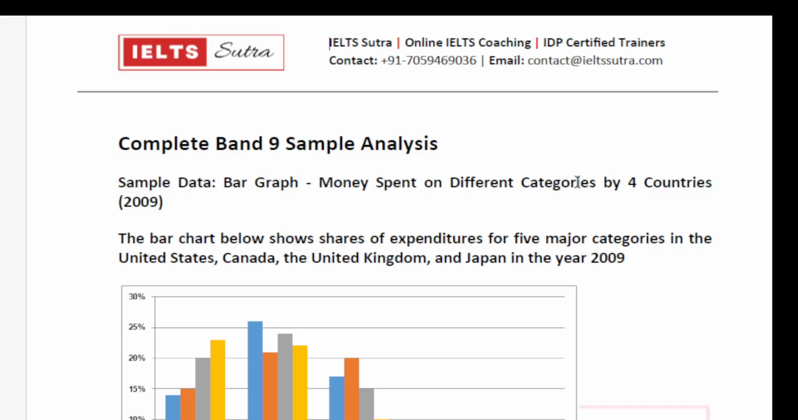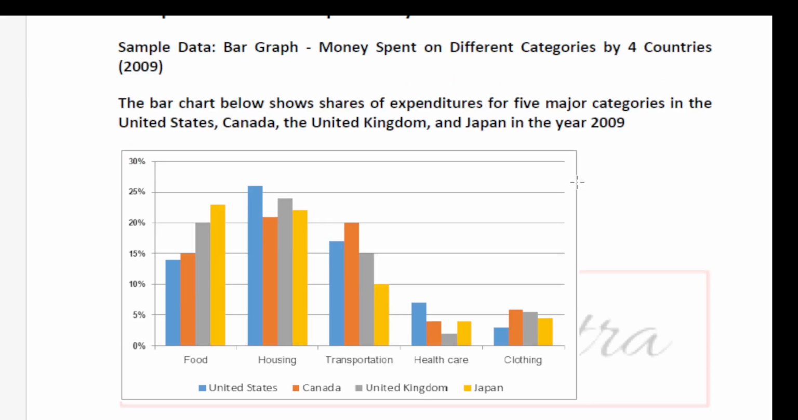Now let's try to apply all these sentence formations that we have learned to write a report for this graph. In this graph, it says that the bar graph below shows the share of expenditure for five main categories in the United States, Canada, United Kingdom, and Japan in 2009. So we have different goods and services on which we are spending money. The data is in the form of percentage, and the percentage is of expenditure, or it can be written as the percentage of money, right?